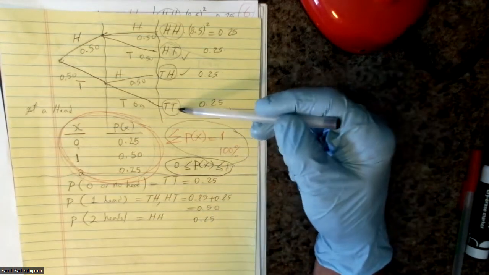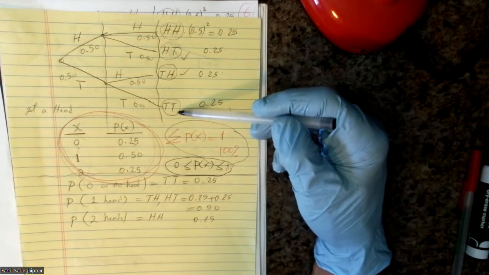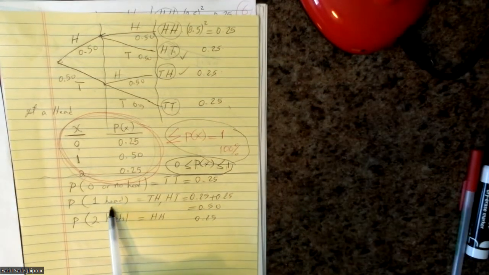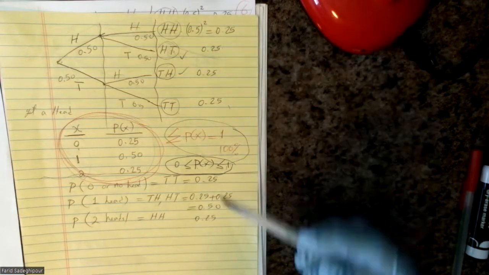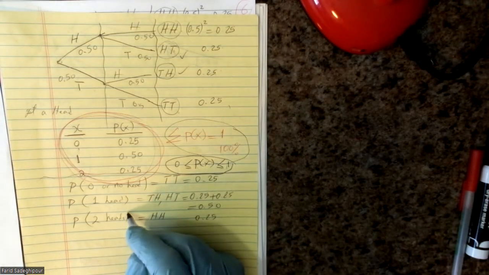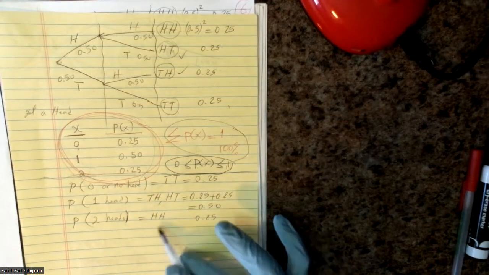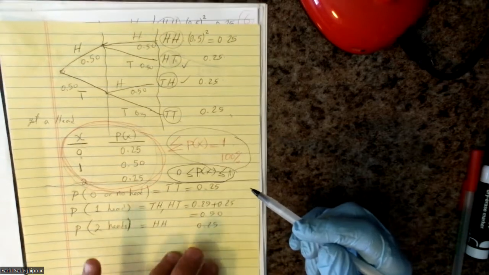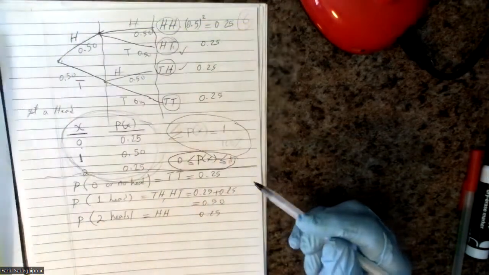No heads is just this one. Both are tails, so the probability is 0.25. What's the probability of exactly one head? These two, so it would be 0.50. What's the probability of getting two heads? It's 0.25. So that's how you create your probability distribution table.